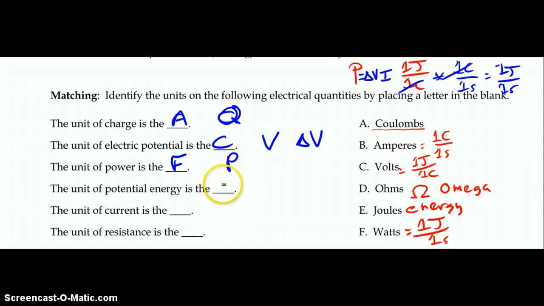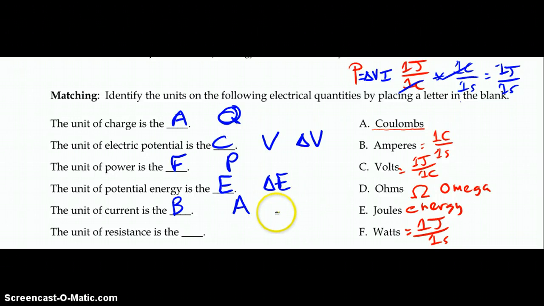The unit of potential energy, the unit of any energy is the joule, that's E. And energy is also going to be an E. Most often we think in terms of change of energy, so usually it's delta E that we're most interested in. The unit of current is the ampere, so that's letter B. And the symbol for an ampere is an A. It's usually written as a capital A.